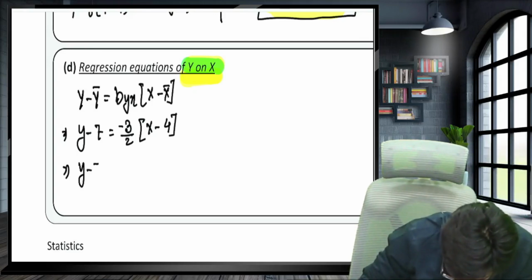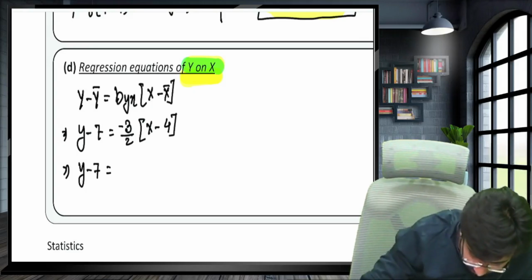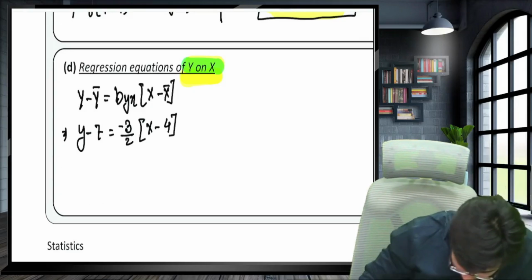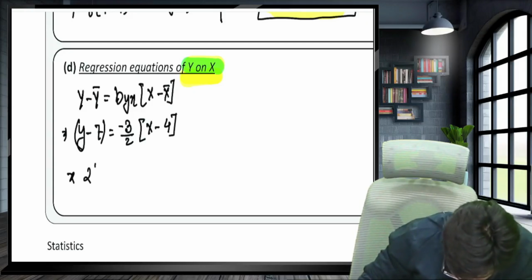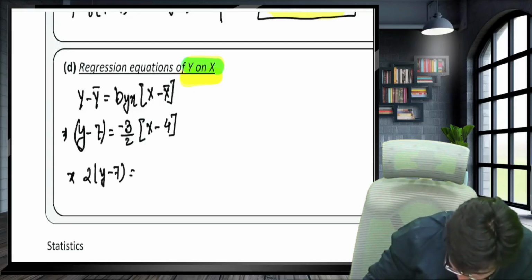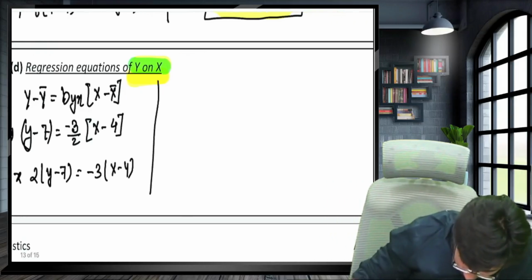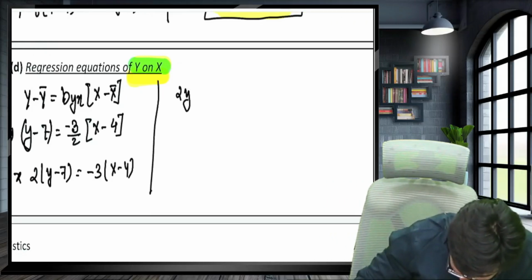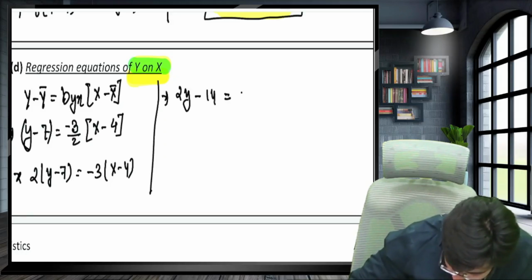Okay, let's solve this. You will take 2 over here. So when you take 2 here, it will be 2 into bracket y minus 7 is equal to minus 3 bracket x minus 4. Guys, when you open the bracket, it will be 2y minus 14 is equal to minus 3x plus 12.